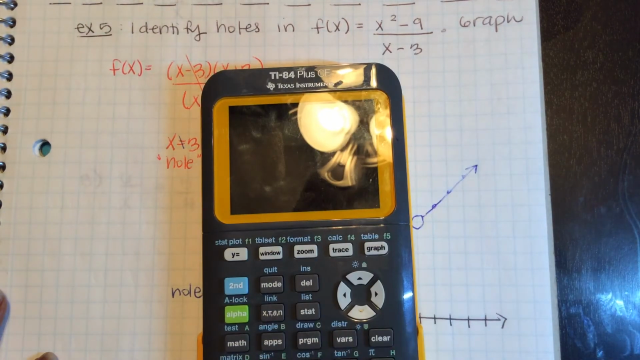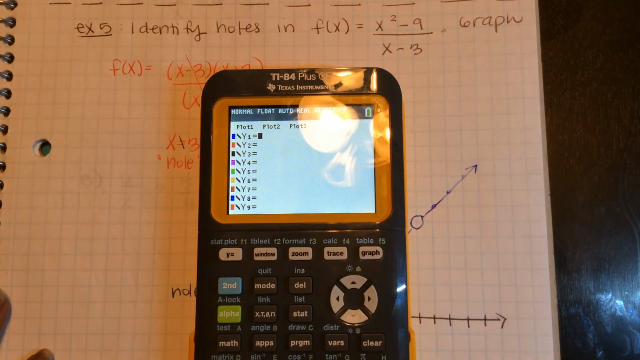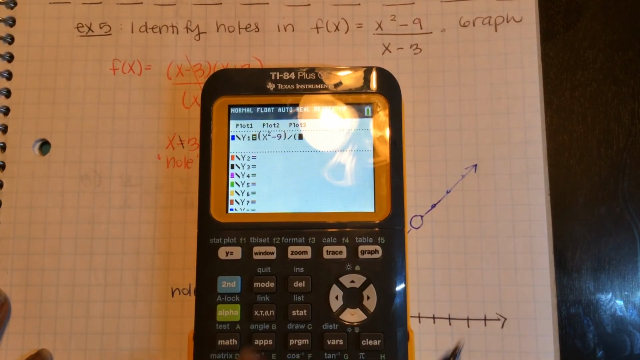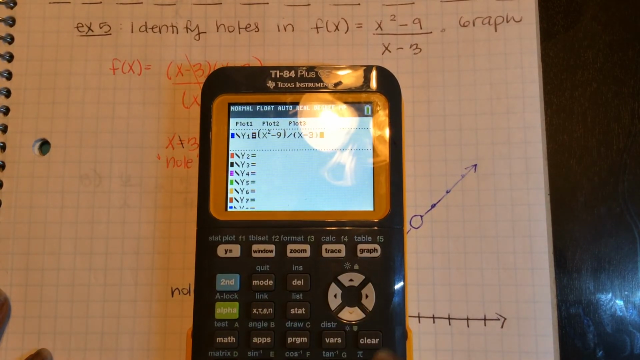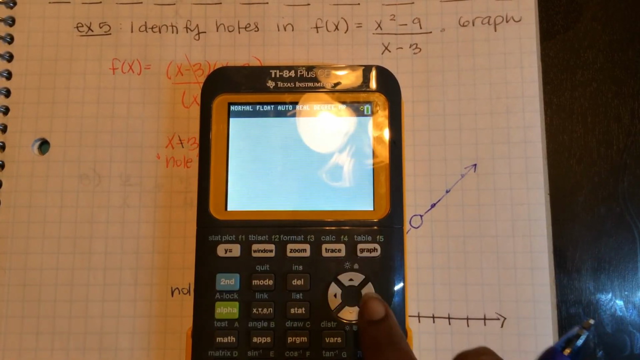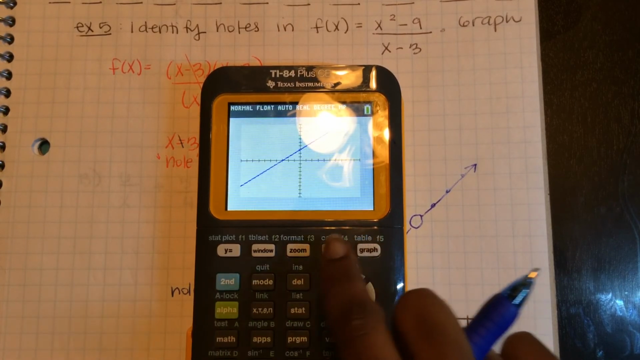And if you want to graph it on your graphing calculator to check, let's see if we're right. X squared minus 9 divided by x minus 3. Let's graph. Let's go to a table. All right, you can see better at the table. There is an error at x equals 3. It does not exist.